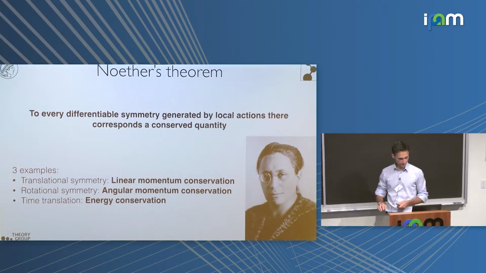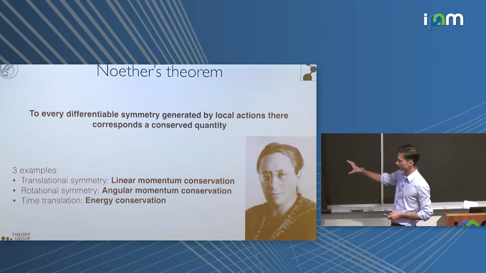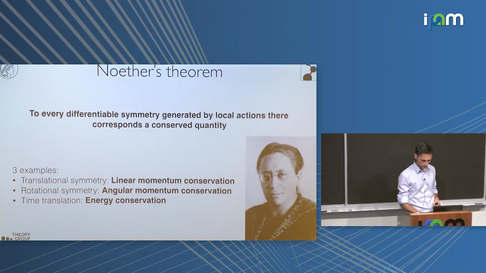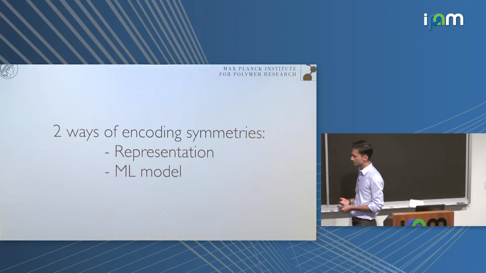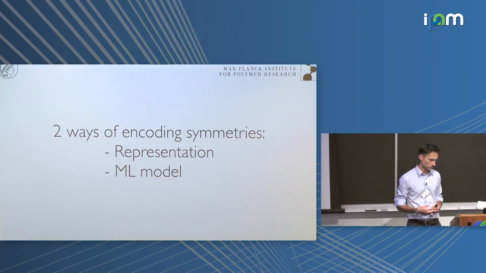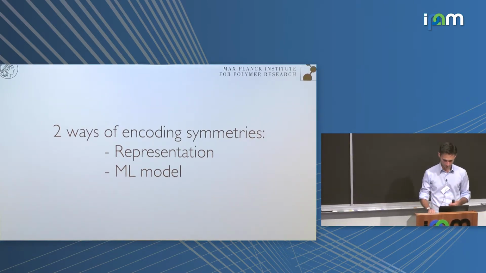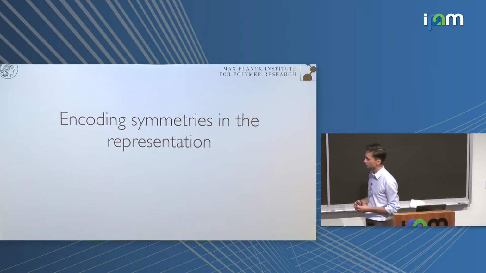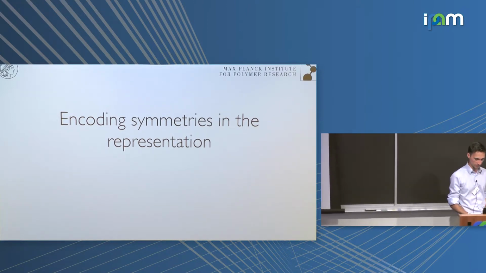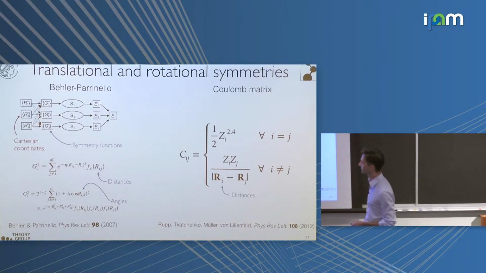Okay, so a lot of the rest of this talk will be about looking at these aspects and how people have been trying to implement this. And interestingly, there seem to be two ways of encoding these symmetries. One is the representation, the other one is the machine learning model itself. So I'll talk about these two. And I think that the more straightforward way of going about things is to encode in the representation itself. And that's been alluded to also yesterday.